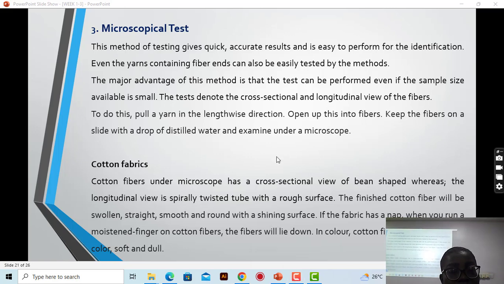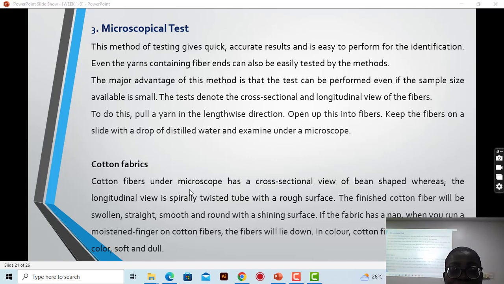So we have cotton fabric. We've done cotton fabric already, but this is under the microscopic test. We did cotton fabrics under the burning test. So under the microscope, how does the cotton fiber behave? The cross-sectional view is bean shaped, like a bean. If you view cotton under the microscope, it will look like the shape of a bean, not the bean itself. I'm talking about the shape.